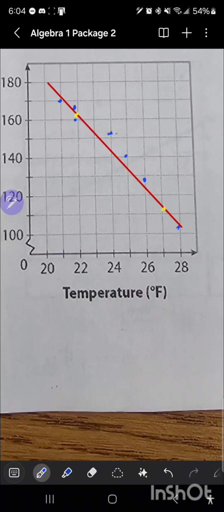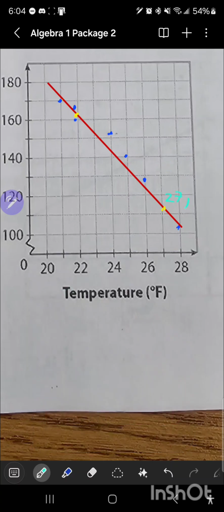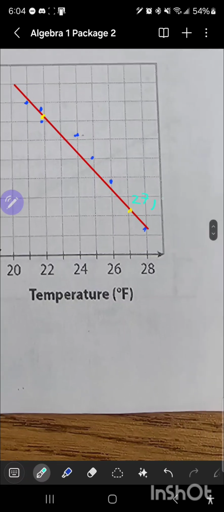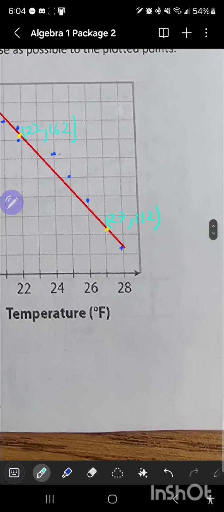So the numbers I was using: this is 27, comma, and I see here there will be approximately 112. I will say 112. Now for this one, use one at the top. I'm just going to use that one, with 22, comma, 162, I will say. 162. And those are our numbers.